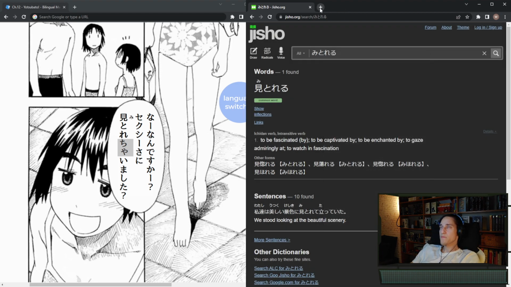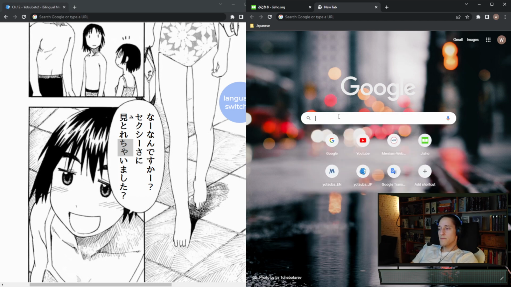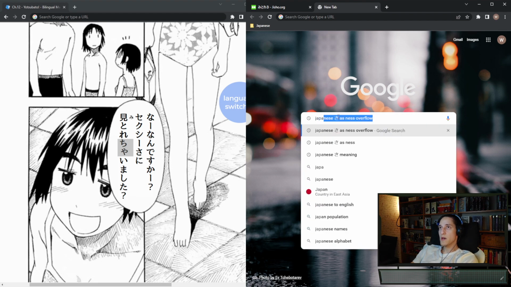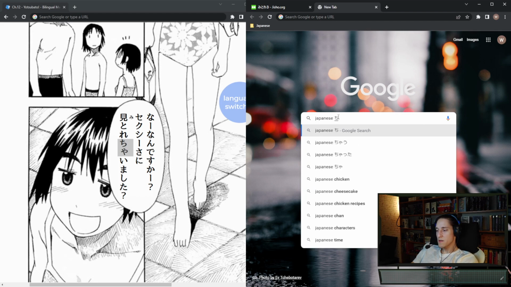So I need to Google Japanese chi. Yeah, because if you have a Japanese keyboard on a cell phone or anywhere on Windows, and you want to type small ya, yu or yo, you need to type X and then Y, A, and that creates the small one.